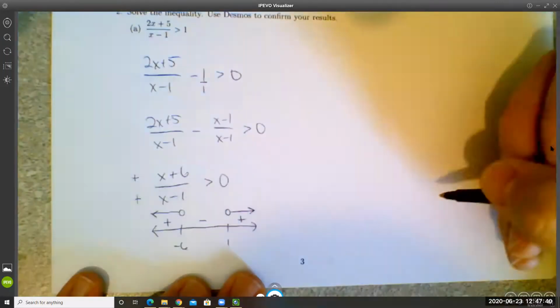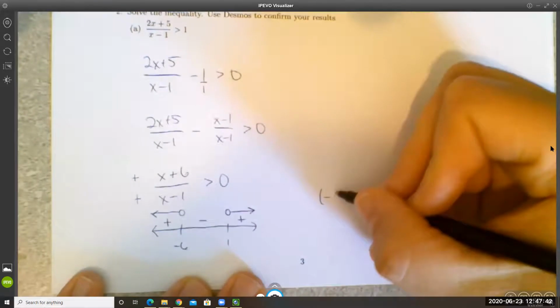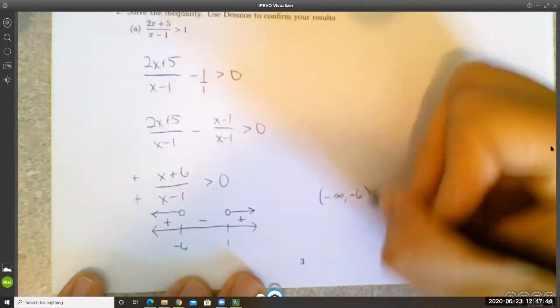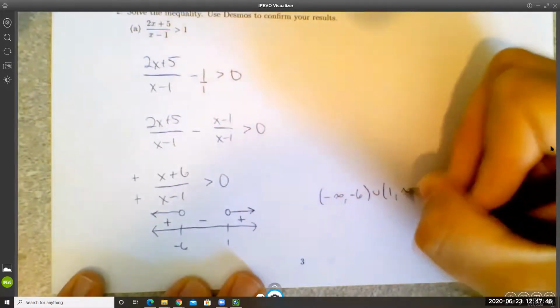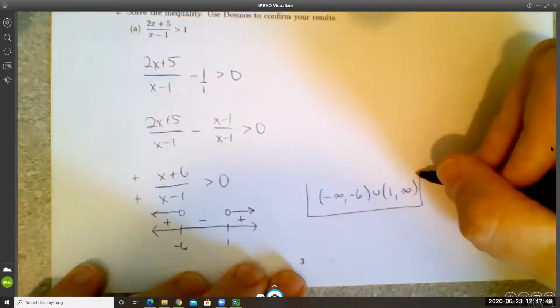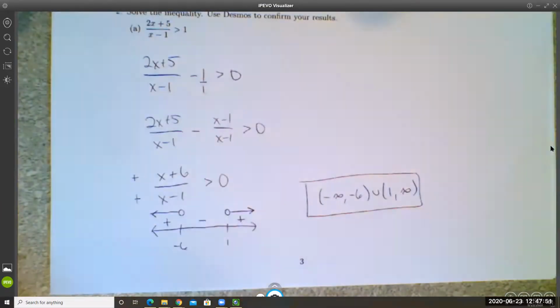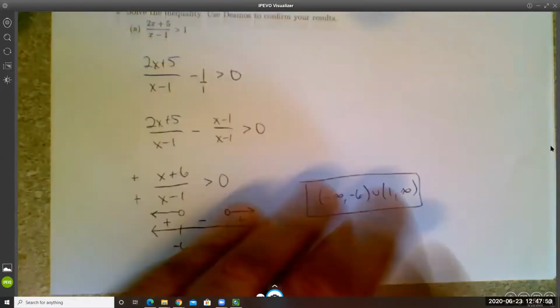So this inequality is positive in this region and in this region. That means that my solution set is negative infinity to negative 6 union 1 to infinity. Let me show you another one.